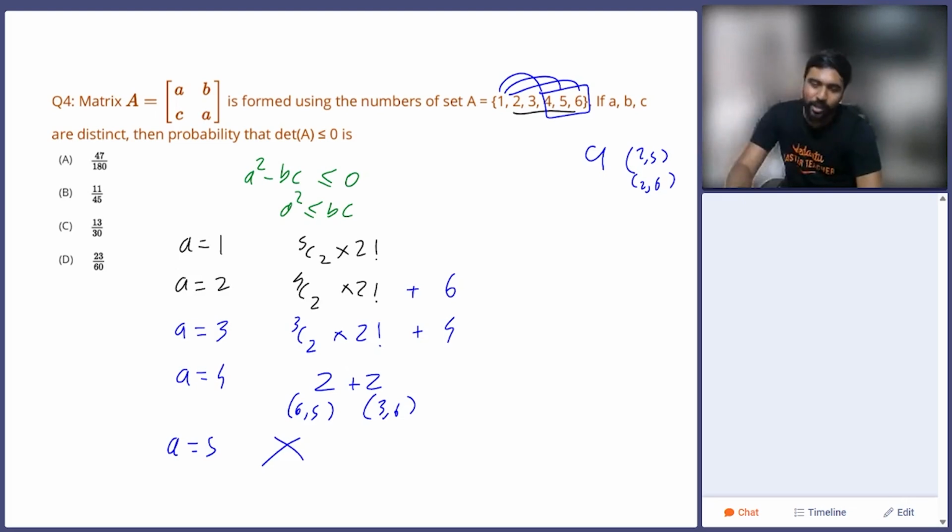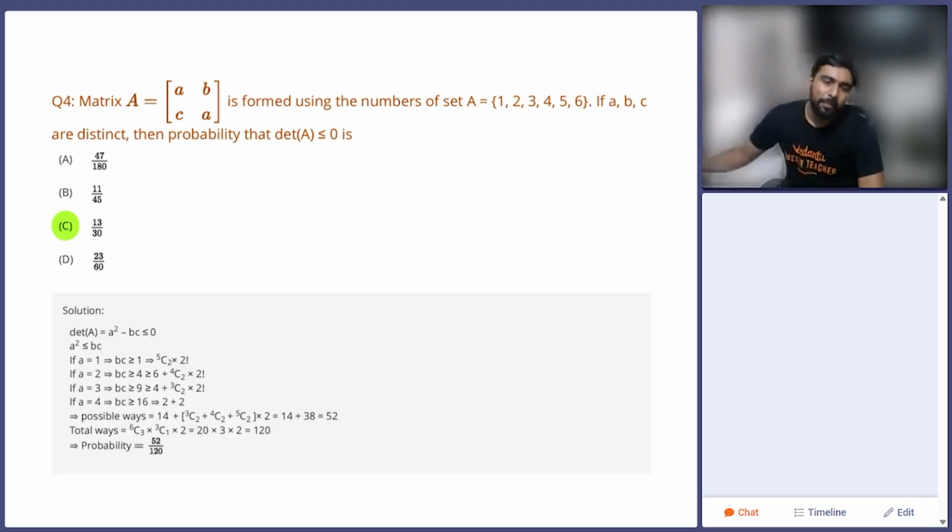Okay? So add all of this up, and that gives you the final probability: the total number of favorable ways, which comes out as basically 52. And the total number of ways is simply you need to select these 3 numbers over here. First of all, select 6C3, and after that, between B and C, you can even rearrange those 2 out. So that's why 6C3 into 3C1 into 2 over here. This is the logic that you have. So the total number of ways is 120, and 52 divided by 120 gives you the final answer for this question.